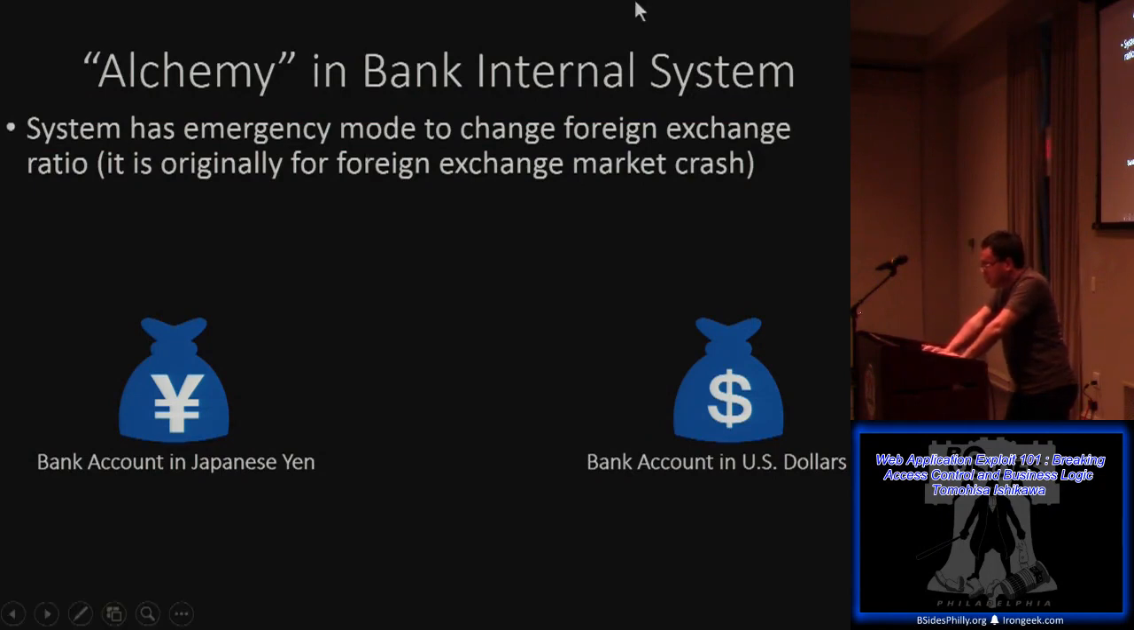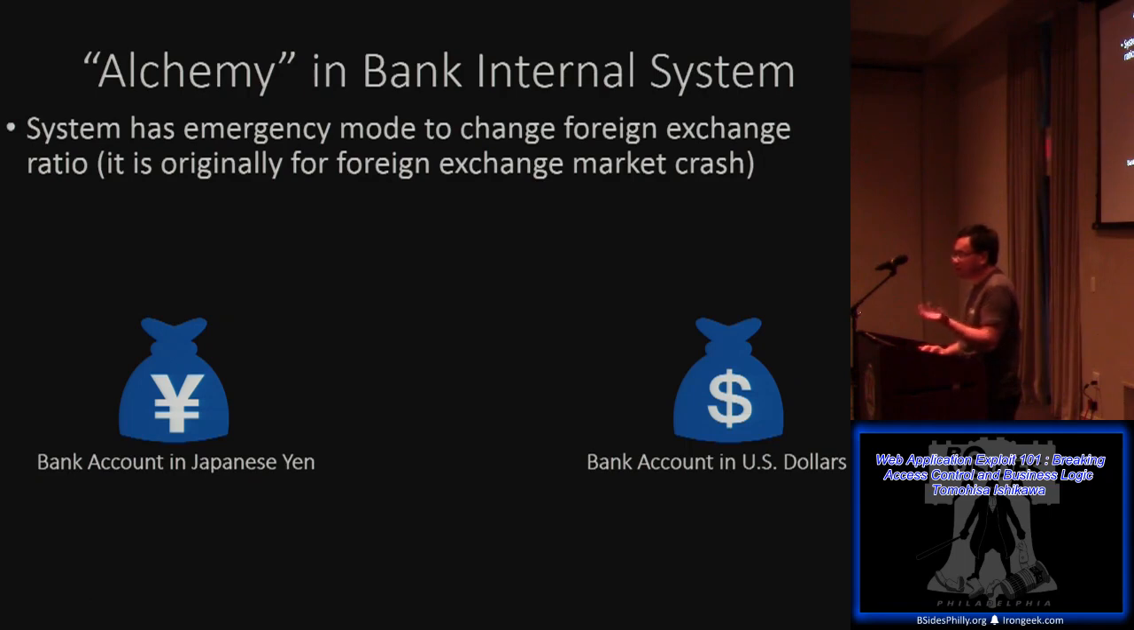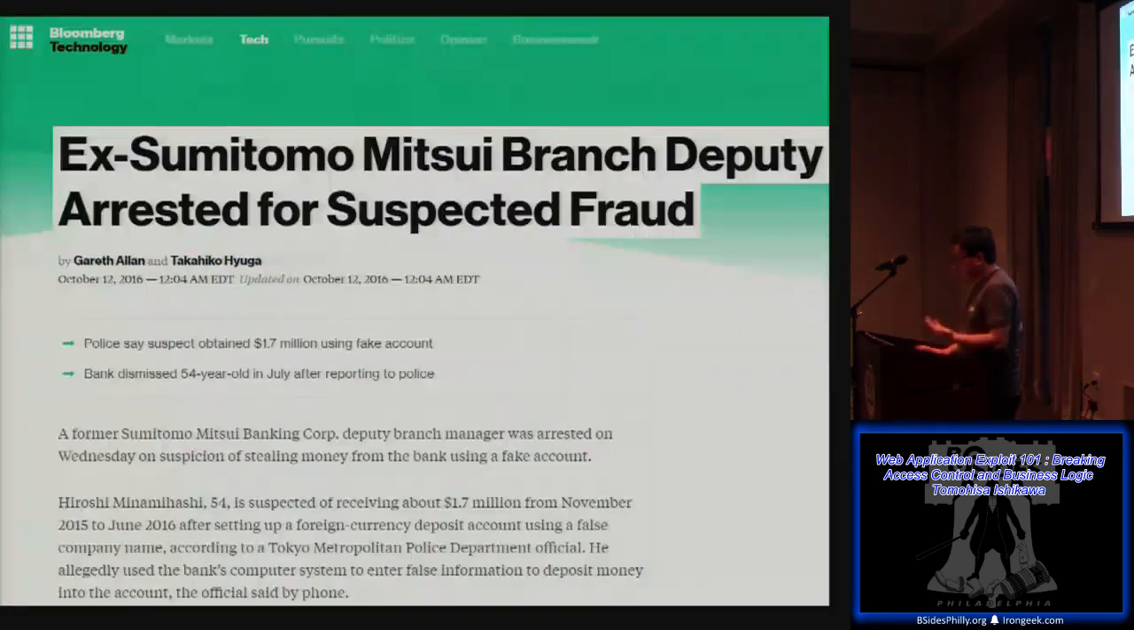The assumption of the alchemy in the banking system is that there is one system in the banking institution, and this system has an emergency mode to change the foreign exchange ratio. It is originally for a foreign exchange market crash. Of course, the foreign exchange ratio is usually decided by the market, but if some crisis happens, like a default or other financial emergency, this system doesn't work. That is why there is an emergency mode. So how do you abuse this application? I'll give an example.